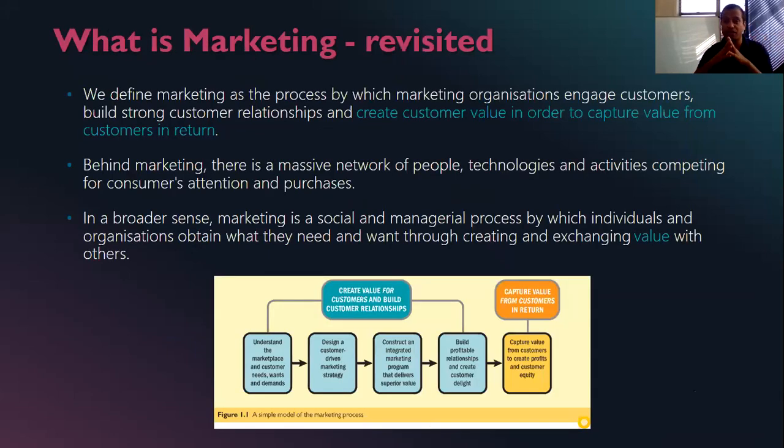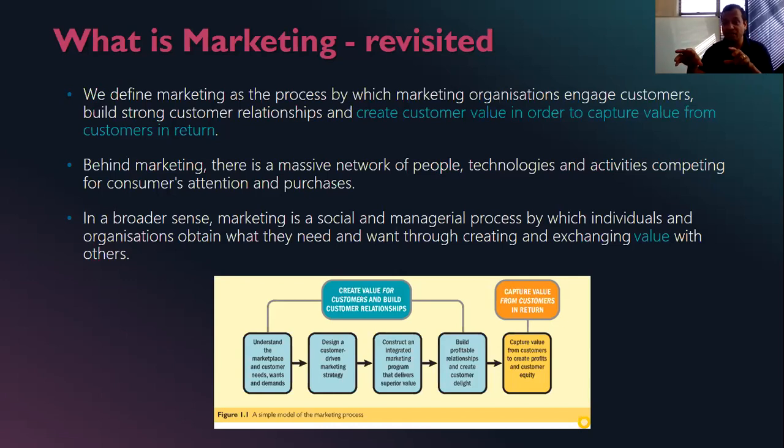In terms of understanding marketing as five steps, if you remember, the purpose of marketing is to create value for the customer and capture value from the customer in return. So we define marketing as a process which involves a chain of activities, and the idea is to create value for the end customer, and finally capture those values from the customer in return.